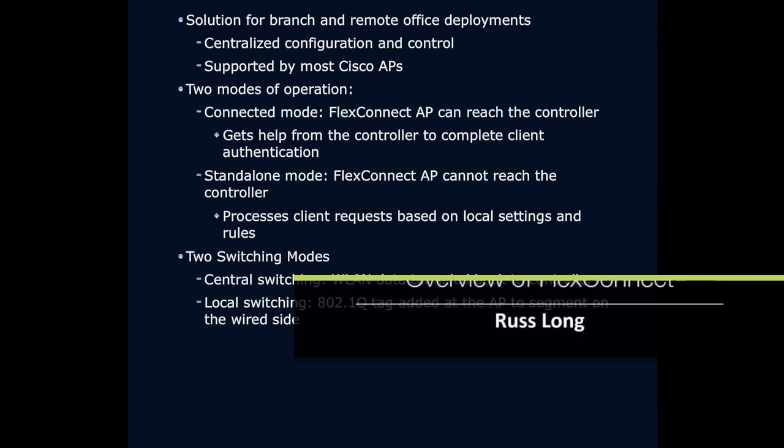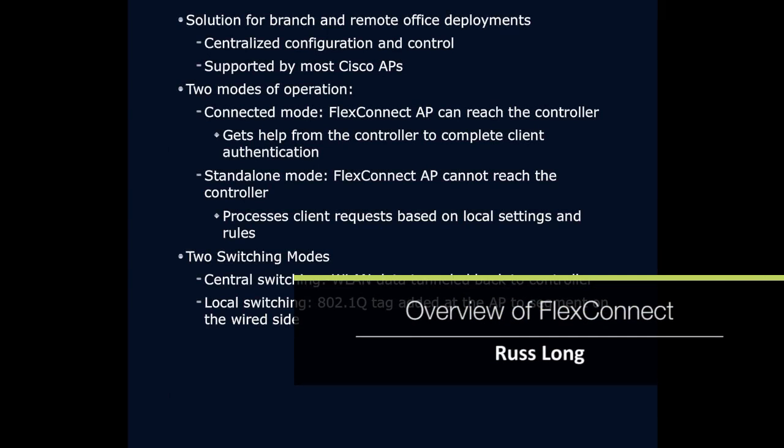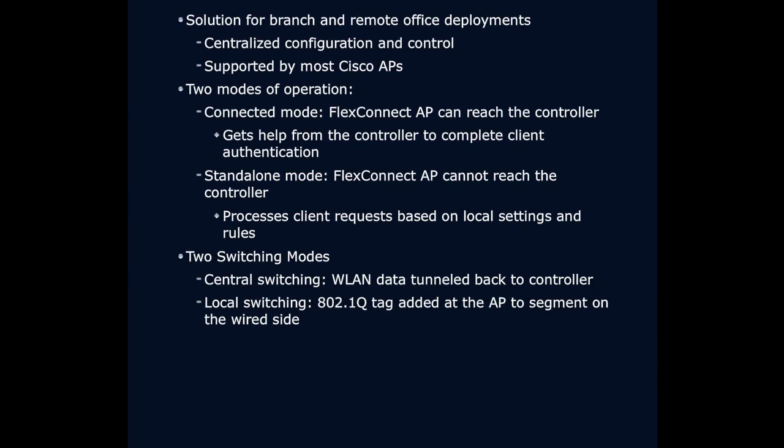All right, let's talk for a moment about the basics of FlexConnect. We'll dive into the details a little later, but let's talk about the basics. Now, FlexConnect is really a solution for a branch or remote office. What we're doing here is allowing a connection to take place at a site where a wireless LAN controller just isn't a good idea. We can't afford it. There's not enough APs in play there.